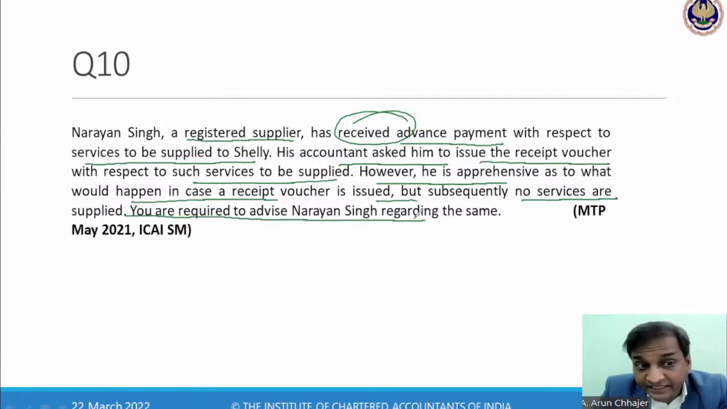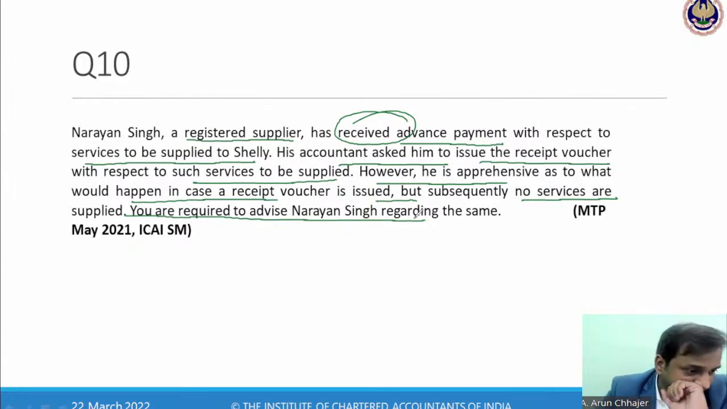So you tell me the answer. If subsequently no supply happens and that amount has to be returned, what happens in that case? You need to give the advice to Narayan Singh. If he has received the advance, and subsequently no service has been rendered, what will happen? What would the GST law say about these transactions?